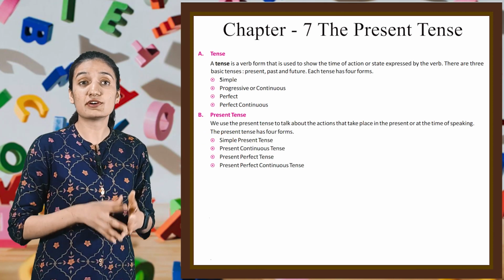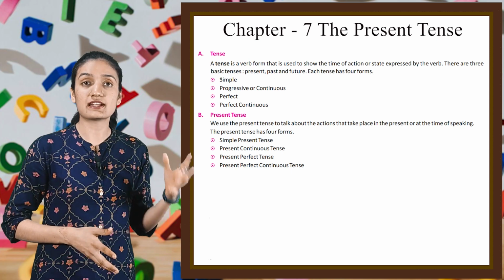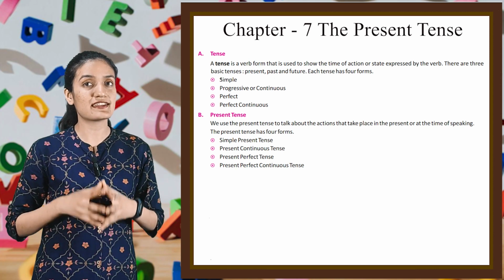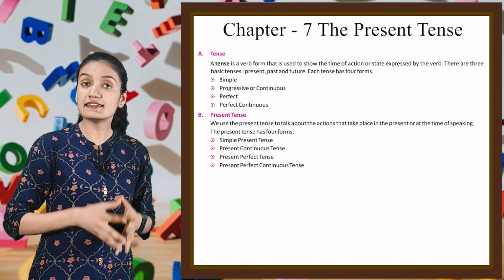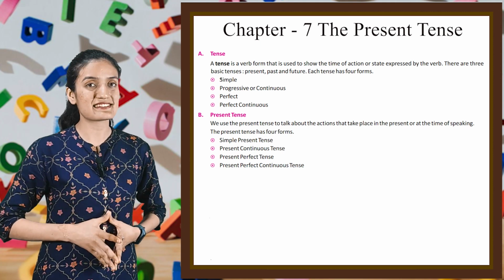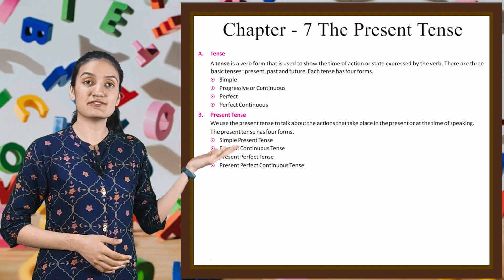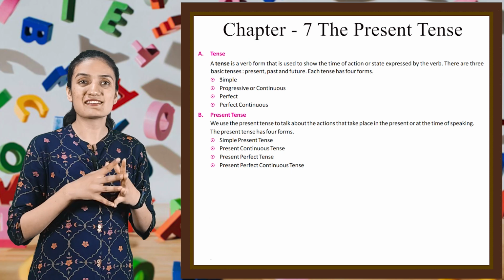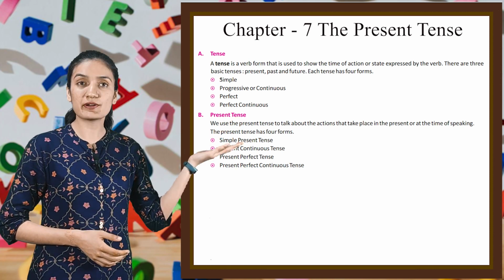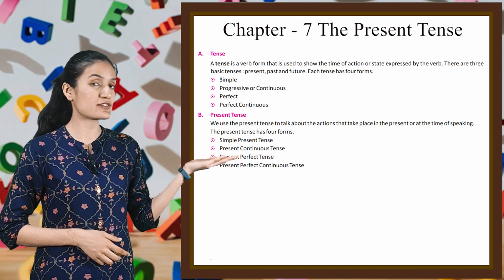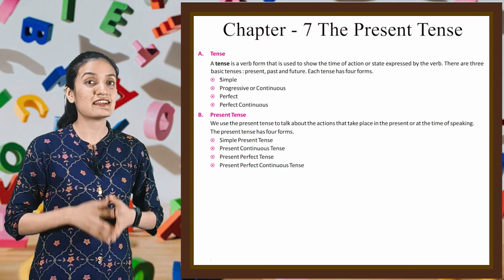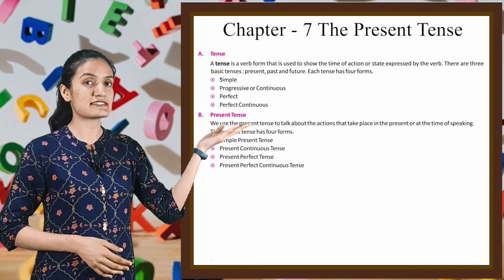A tense is a verb form that is used to show the time of action or state expressed by the verb. There are three basic tenses: present, past, and future. Each tense has four forms: simple, progressive or continuous, perfect, perfect continuous. Let's begin with present tense.